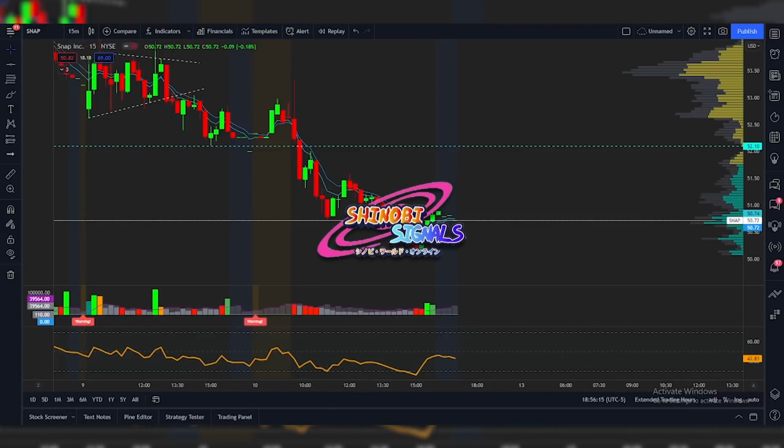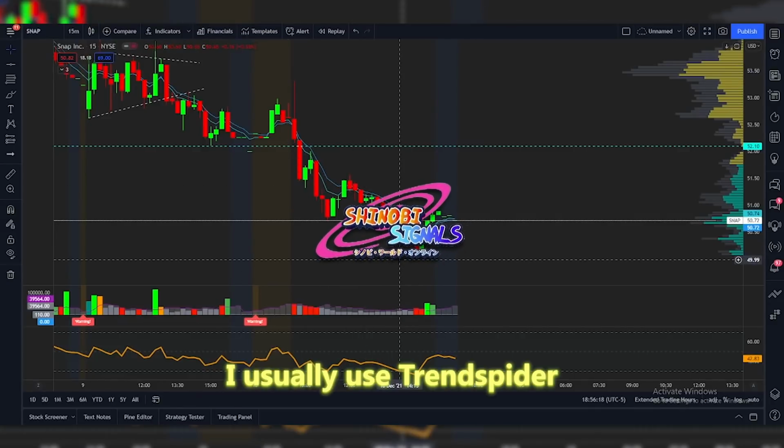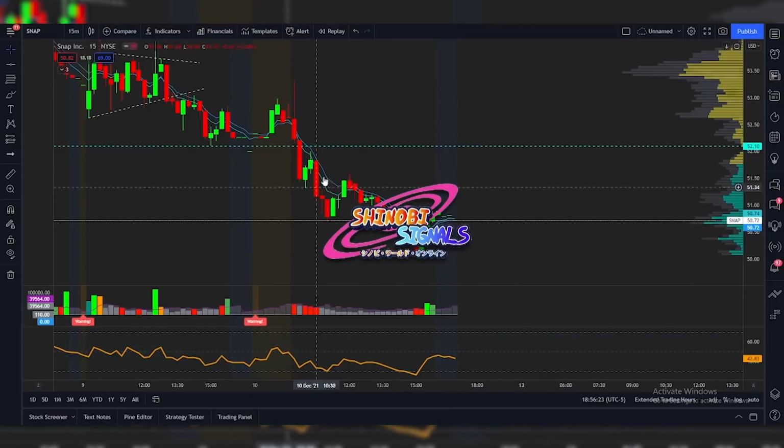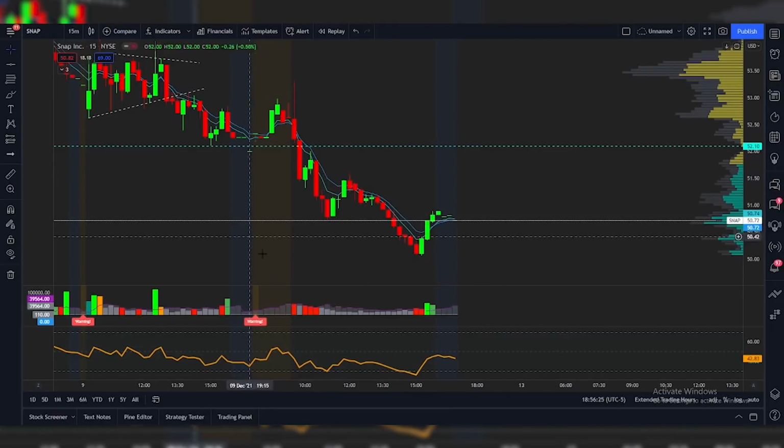So first thing I usually do is I'm on TradingView here. I usually use TrendSpider, but for intraday I'm always on Thinkorswim. But TradingView just has everything I need right now, so it looks a little bit cleaner, and these indicators will help you guys understand the volume and the VP, everything I'm looking at.